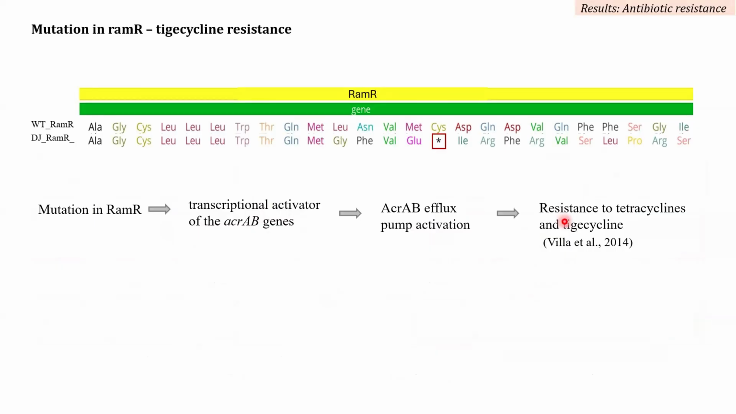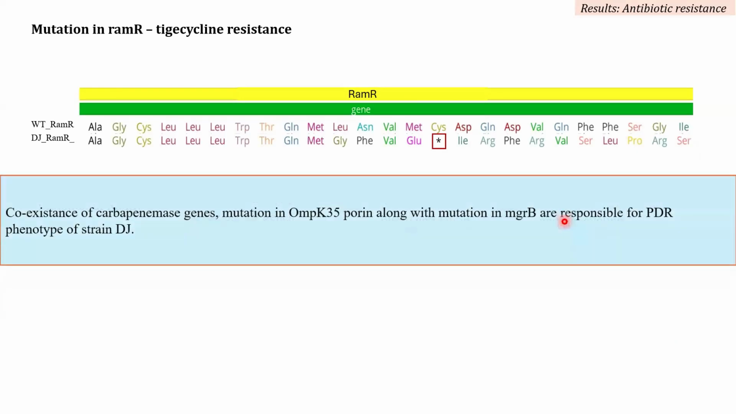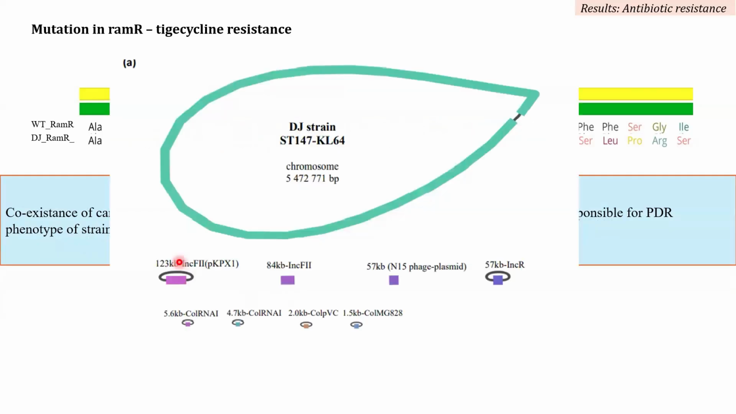Again, in Klebsiella, tigecycline resistance was not reported back then. Nowadays, a lot of people are getting it. So this is what we concluded, that coexistence of carbapenemase genes, mutations in OMPK5 porin, along with NGRB disruption gives rise to a PDR pan-drug resistant strain of Klebsiella pneumoniae.